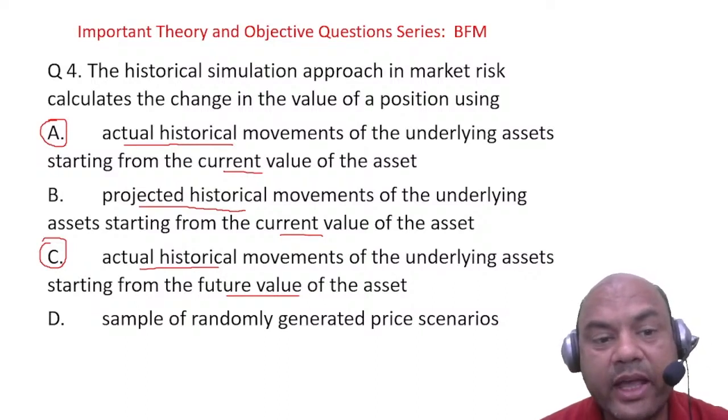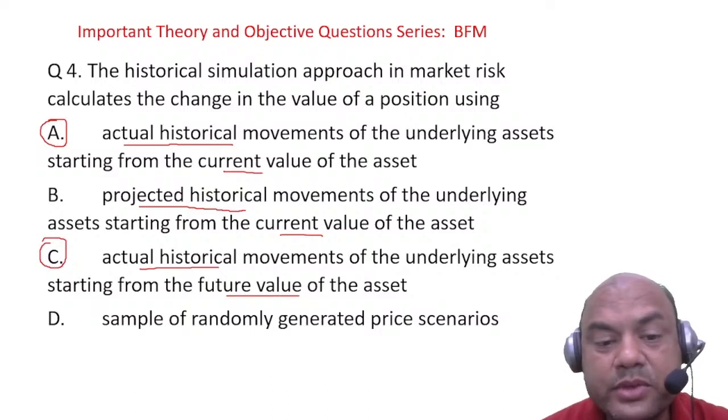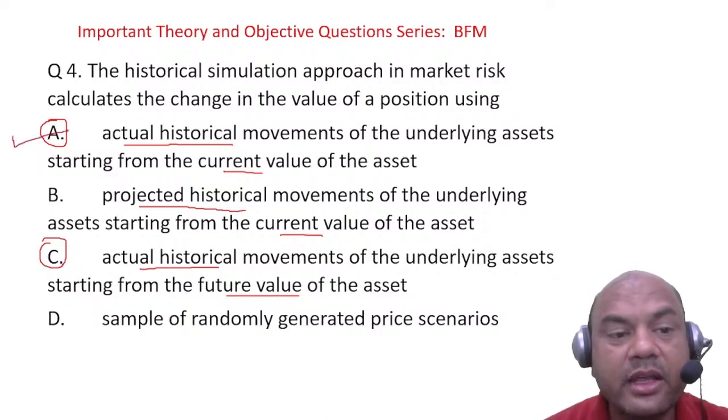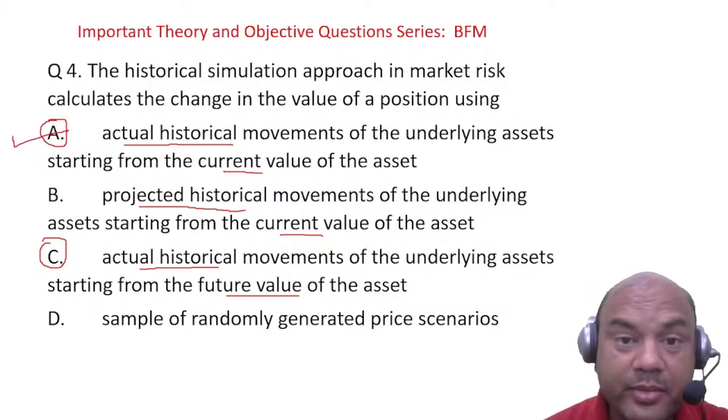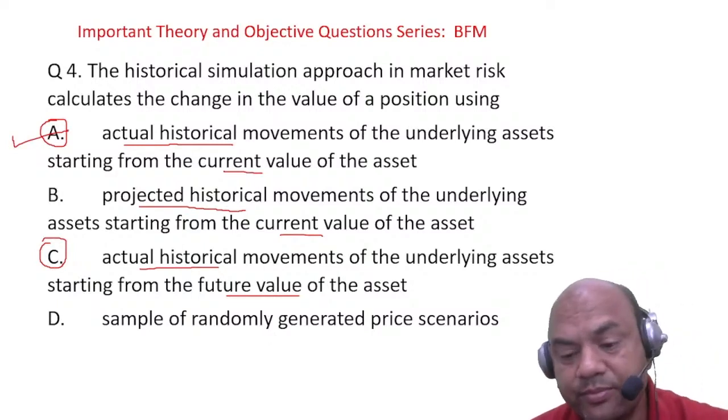Now A and C: actual historical movements based on the current value, and actual historical movement based on the future value. How can I start from the future value? I don't know the future. So the correct answer over here becomes A. Okay? A is the answer.